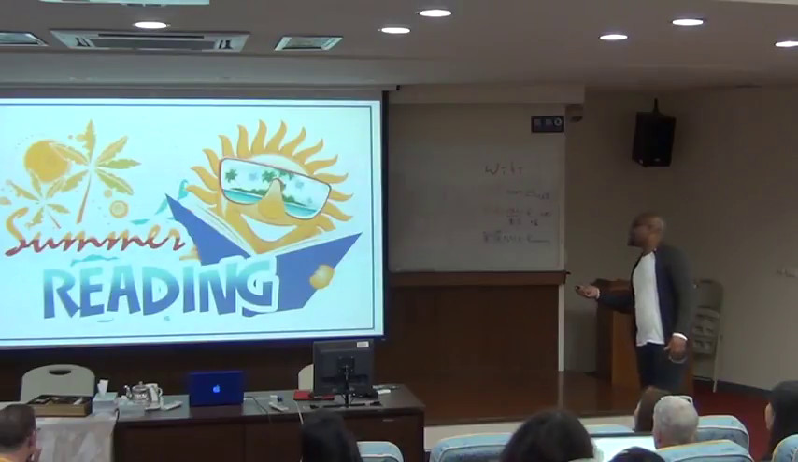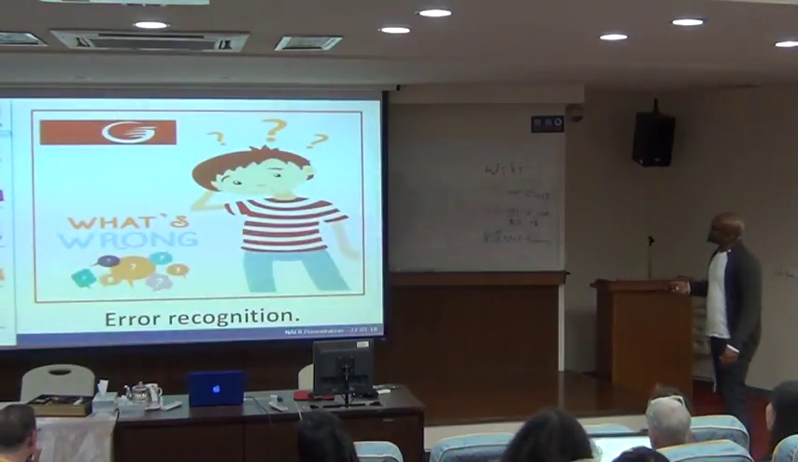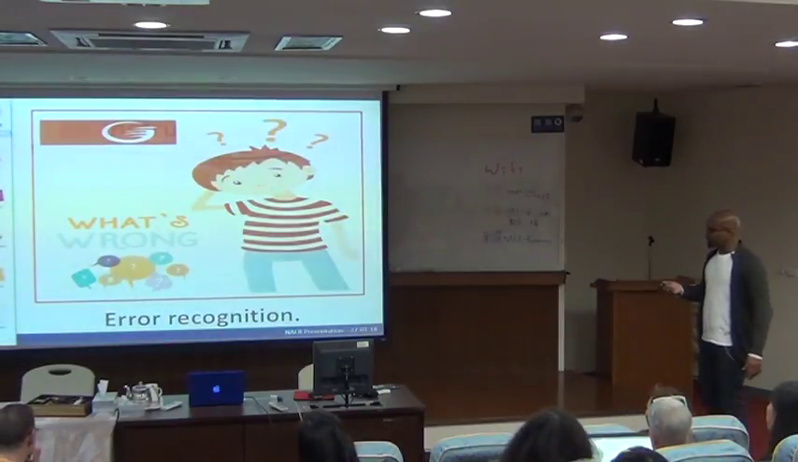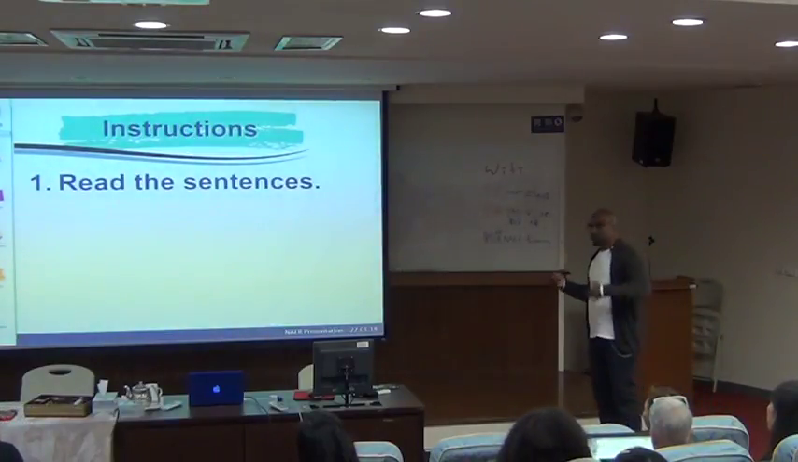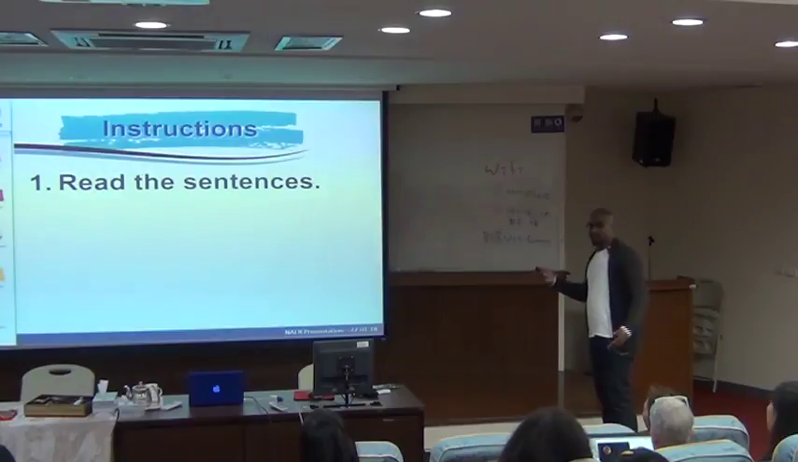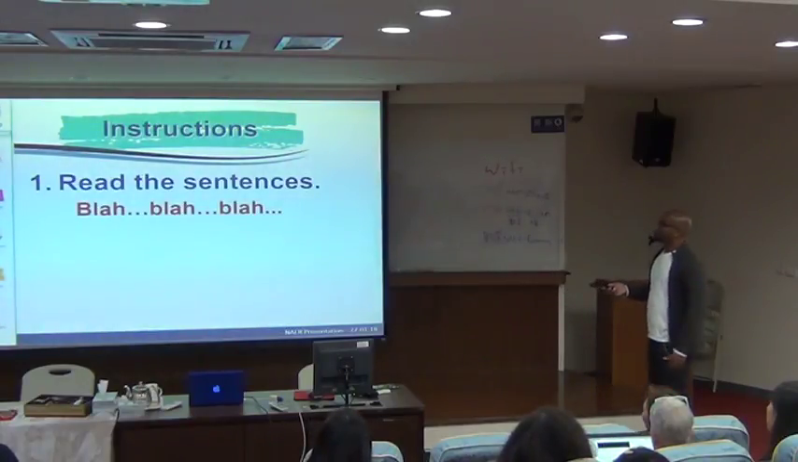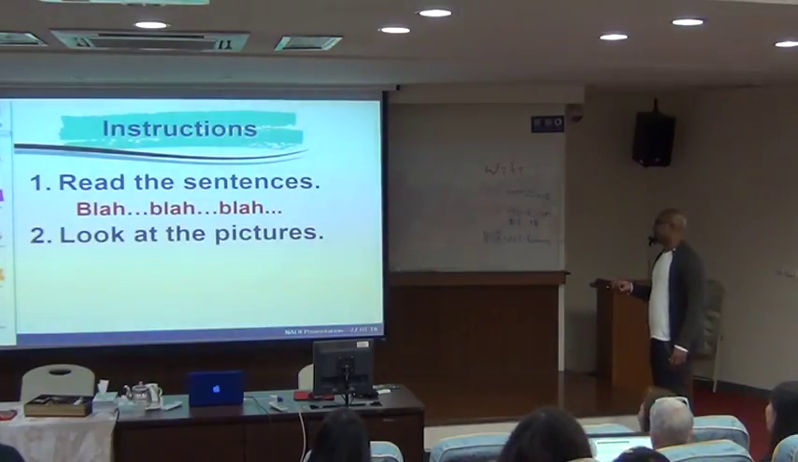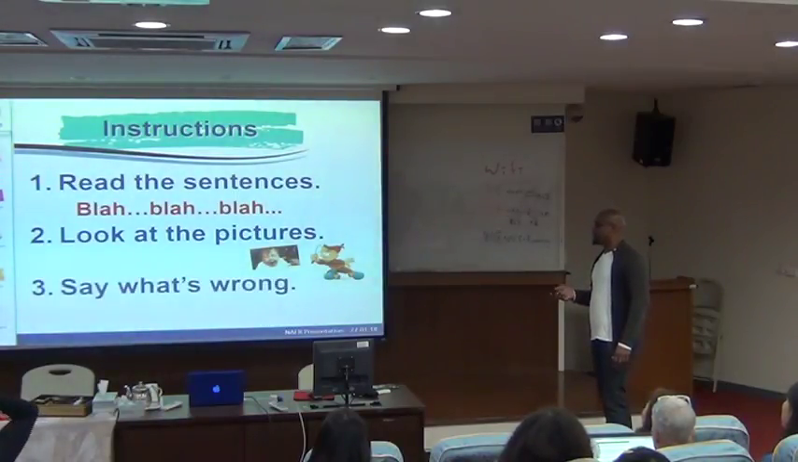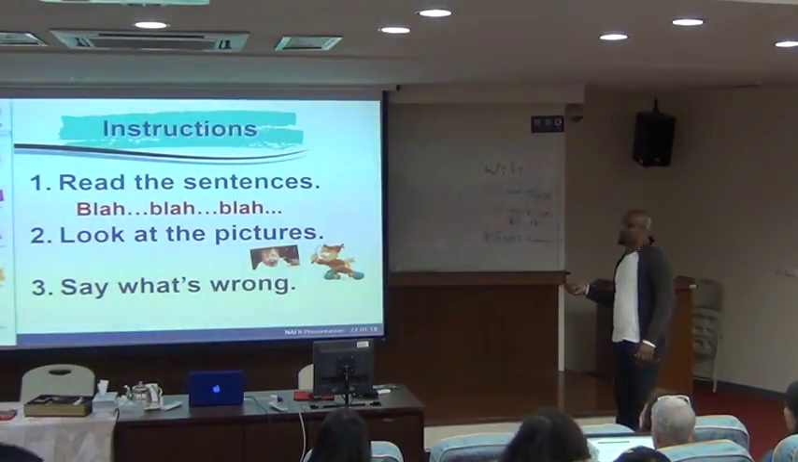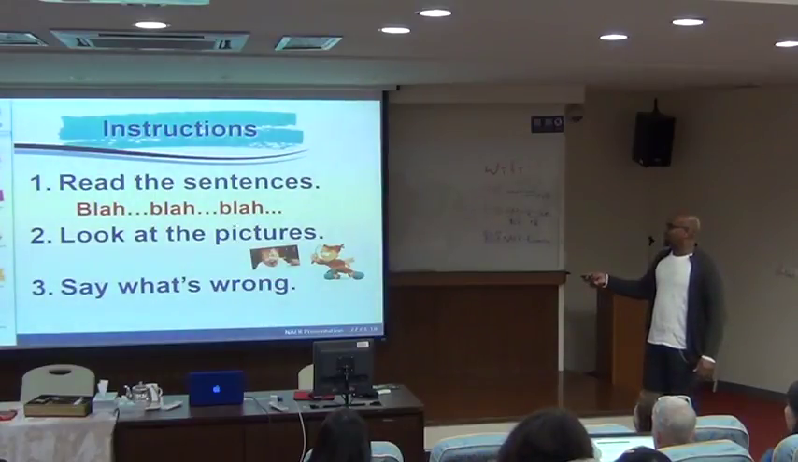Good. All right, this is an example of summer reading. What's wrong is error recognition. Instructions, let's read. Read the sentences. And notice I'm consistent in the language. Read the sentences. Pictures. Say what's wrong. Right? Again, if you don't know how to read this stuff, you can simply look here and kind of figure it out.